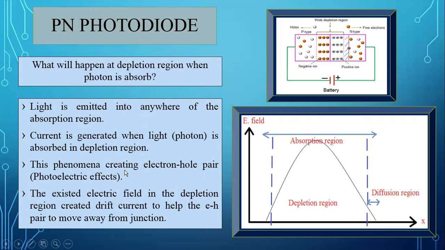This phenomenon will create an electron-hole pair, or what we call the photoelectric effect. The existing electric field in the depletion region creates drift current to help the electron-hole pair move away from the junction.